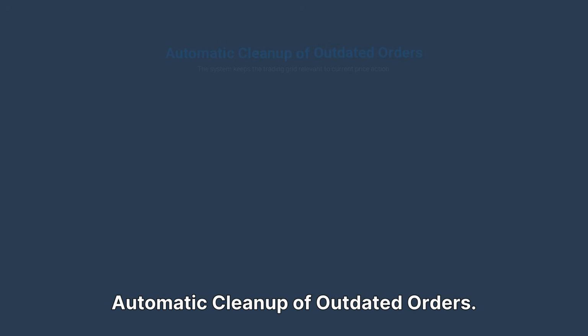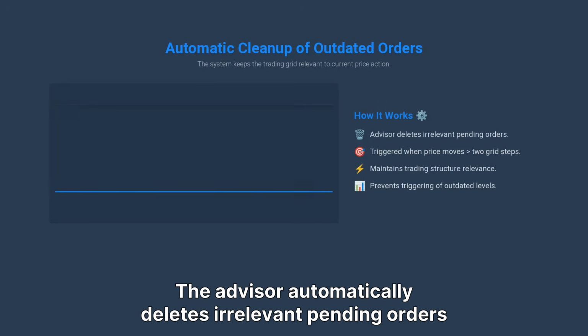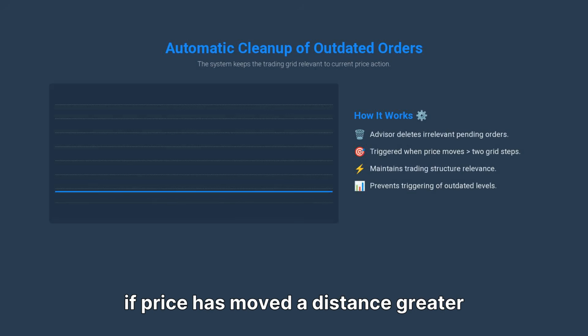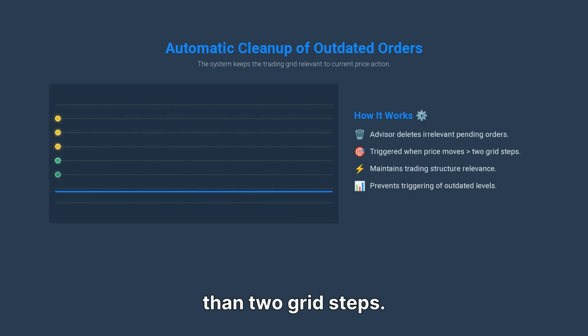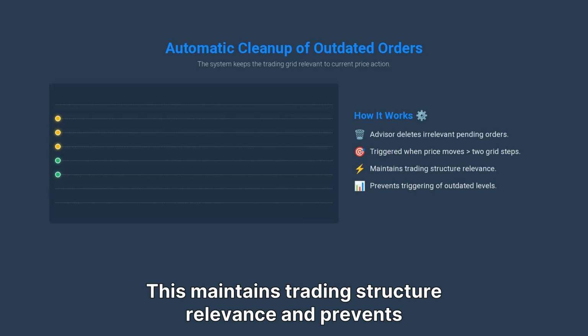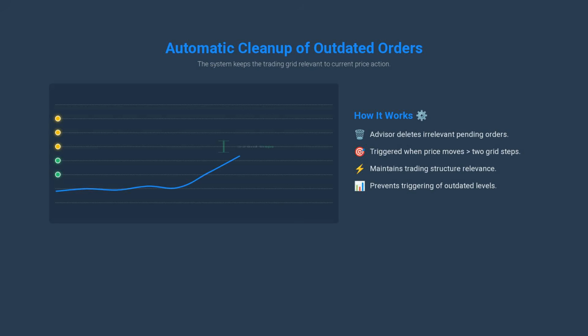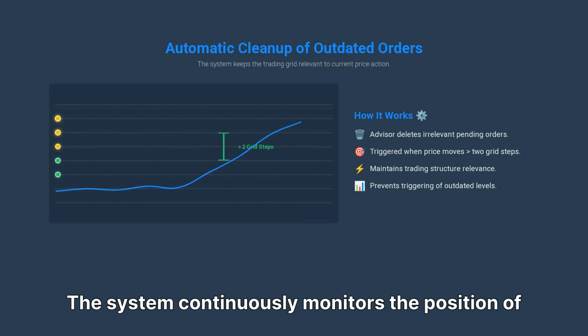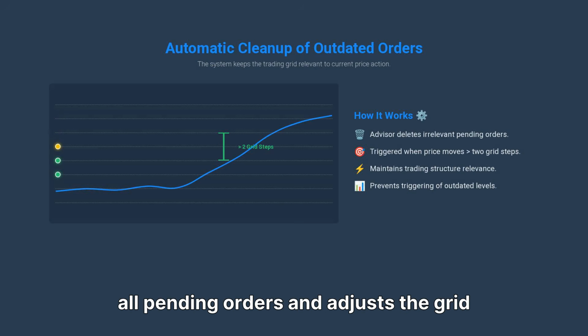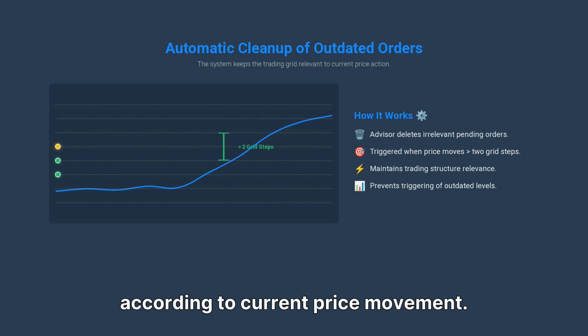Automatic cleanup of outdated orders. The advisor automatically deletes irrelevant pending orders if price has moved a distance greater than 2 grid steps. This maintains trading structure relevance and prevents triggering of outdated irrelevant levels. The system continuously monitors the position of all pending orders and adjusts the grid according to current price movement.